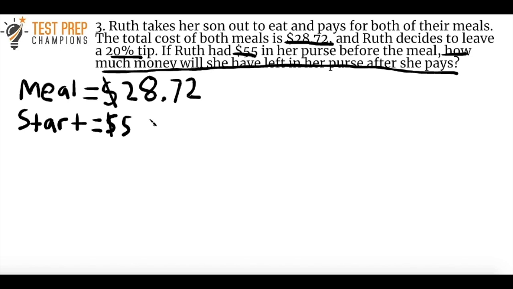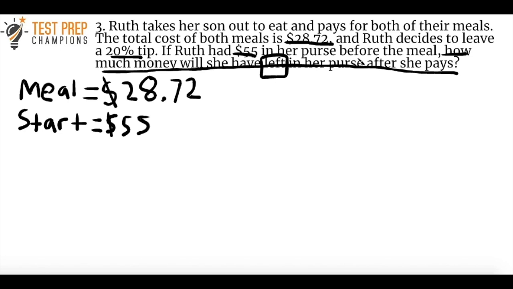And from there, you'll start coming up with a strategy by considering the different operations, different keywords in the question, and an equation, because in many cases you're going to have to make one or more equations here. So one keyword that I see here is the word left. How much money will she have left in her purse after she pays? So the word left is a keyword that usually suggests subtraction here.